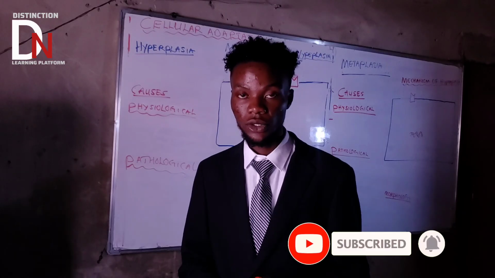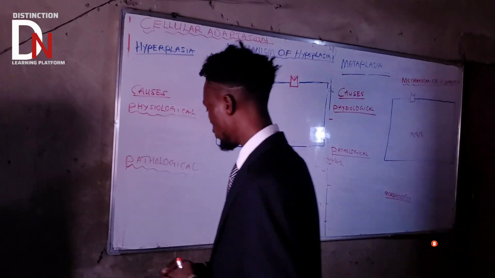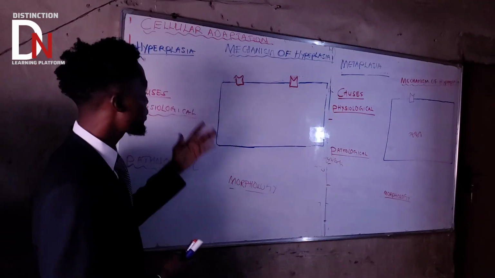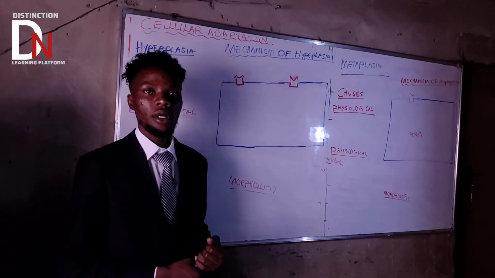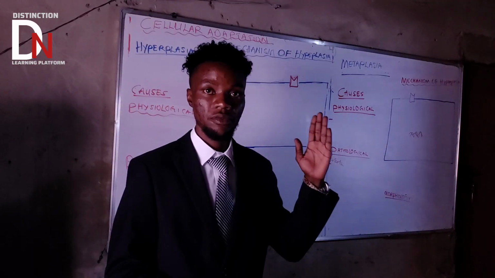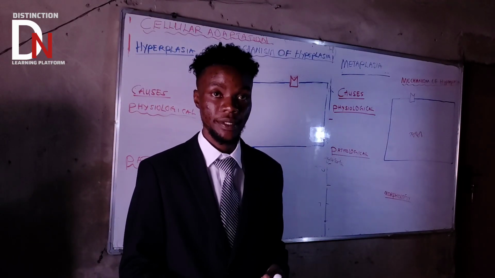Okay, to make the story short, let us begin. So this is the preclinical session. Remember that we are still talking about cell adaptation and we're under hyperplasia. Remember that all this information is Robbins based.